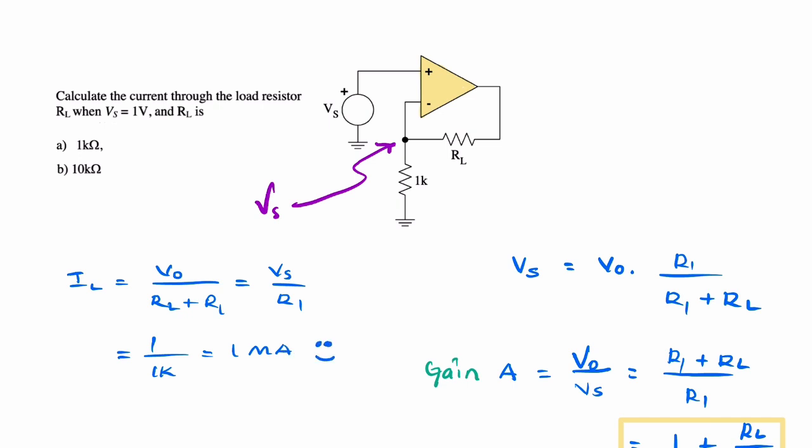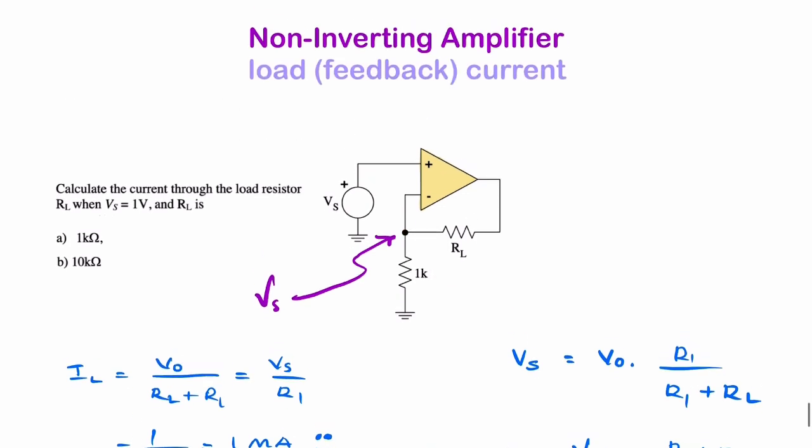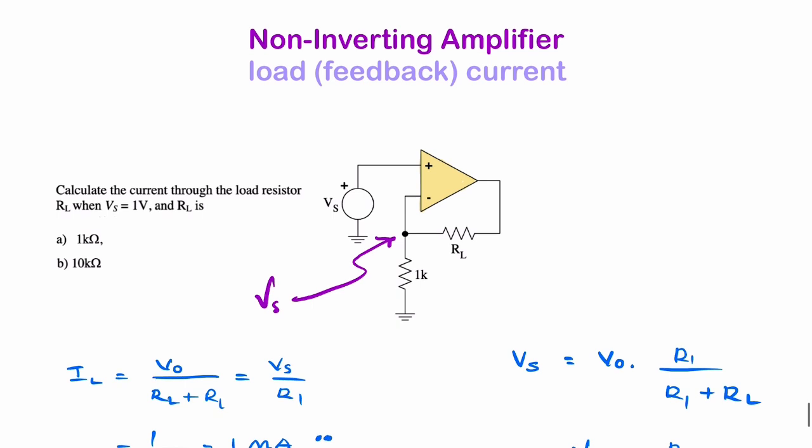So that's how you would find the current, and in general it doesn't matter what the feedback resistance is. You simply divide this potential by this resistance. So that's how you would deal with a non-inverting amplifier with a simple feedback resistance.